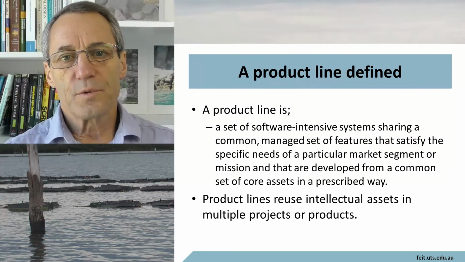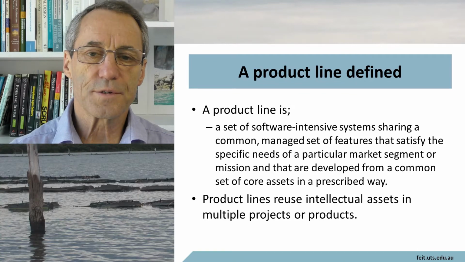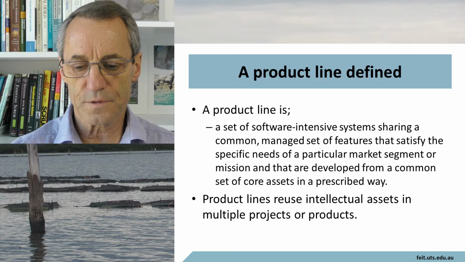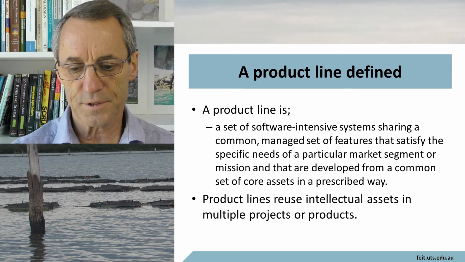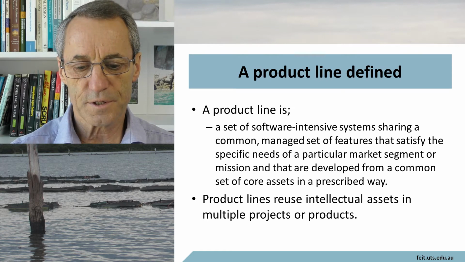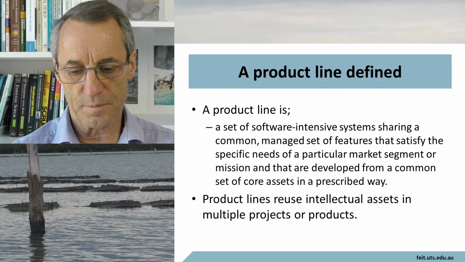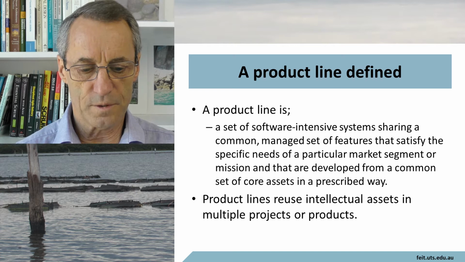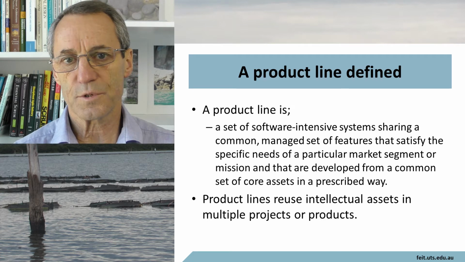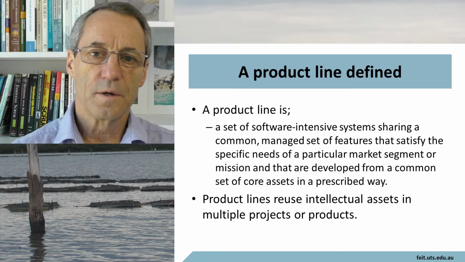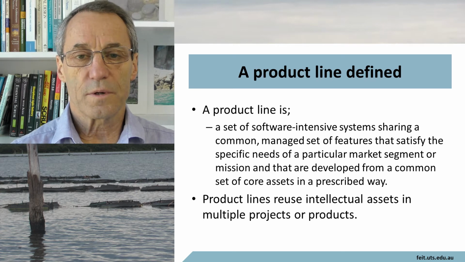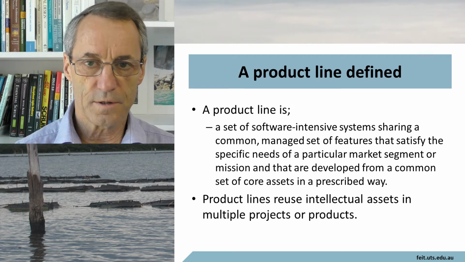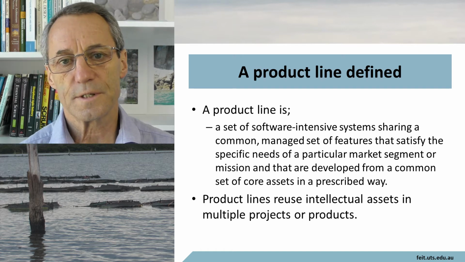Let's look at this question of what a product line is. You can see a reasonable definition there. A product line is a set of software-intensive systems sharing a common managed set of features that satisfy the specific needs of a particular market segment or mission, and that are developed from a common set of core assets in a prescribed way. In other words, product lines reuse intellectual assets in multiple projects or products.